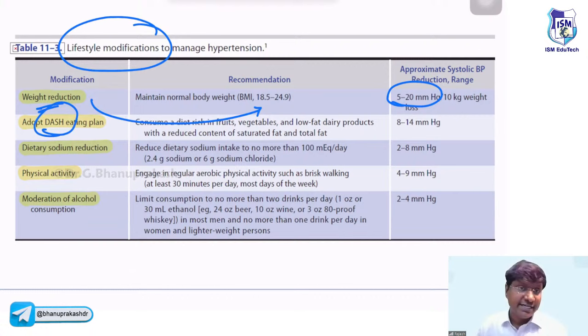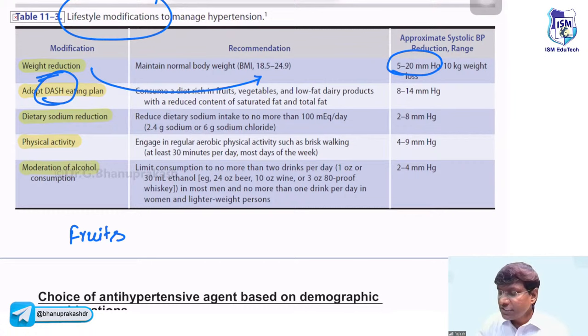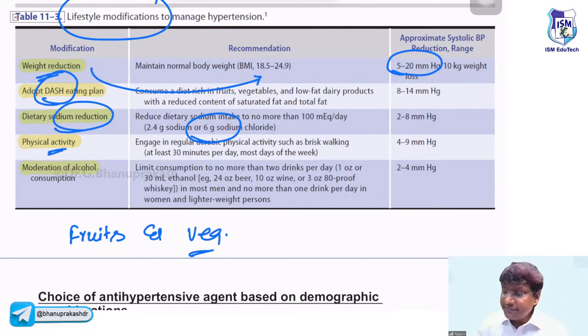What is this DASH diet? The DASH diet is the diet which is rich in fruits and vegetables. Next is dietary sodium restriction. How much sodium should be restricted? 6 grams of sodium chloride per day should be given. And physical activity is very, very important. 30 minutes of brisk exercise is very important in patients with hypertension. That will reduce the blood pressure by 4 to 9.